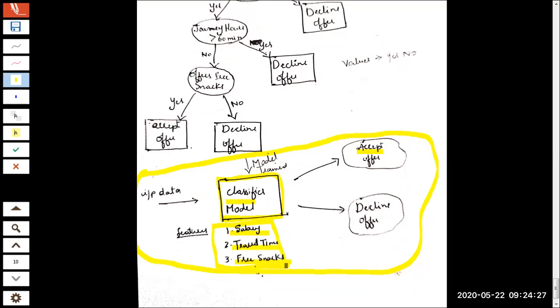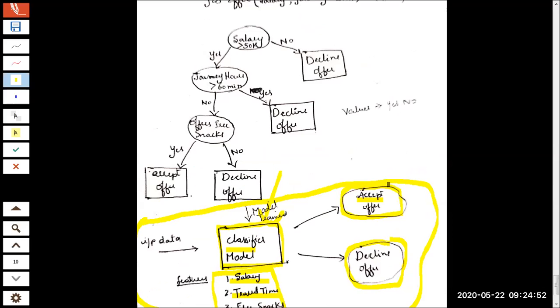Please note, the classifier has been trained. It is supervised classification. So we are under the section of supervised classification wherein the classifier has been trained with the features. Okay. Also, the class labels are already known. We know the class labels, accept offer and decline offer. We have this information, and the same has been used to train the classifier. Okay. So this was a big picture of this classifier for this specific application.